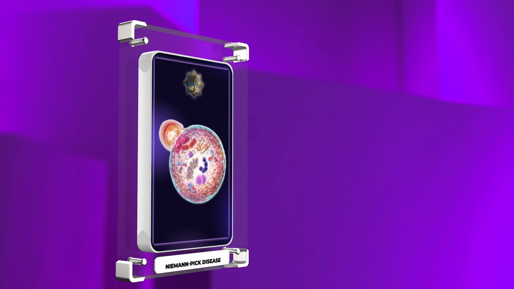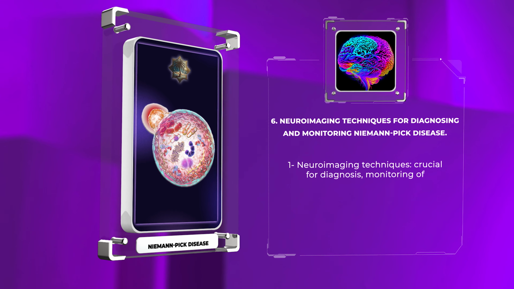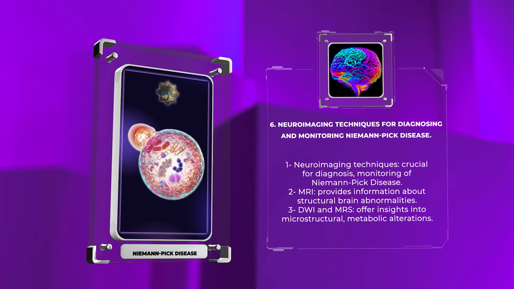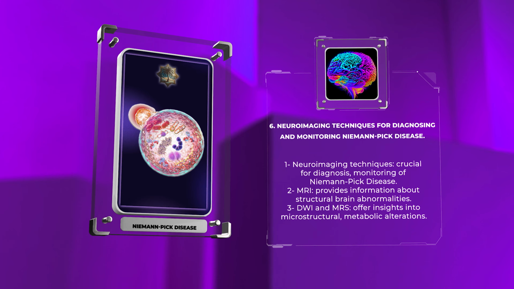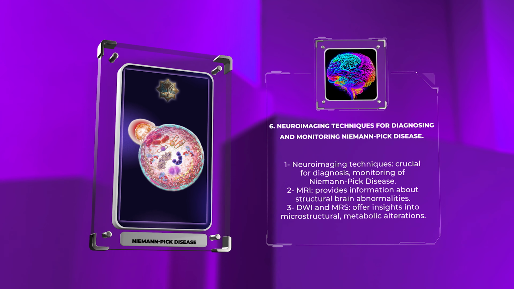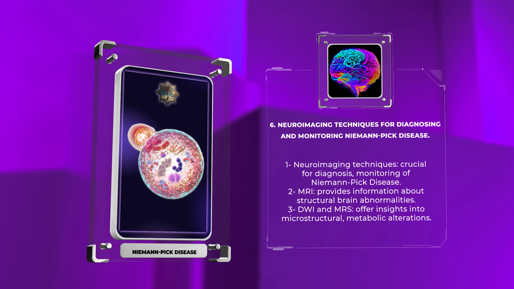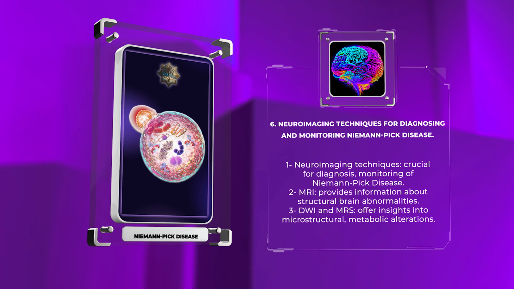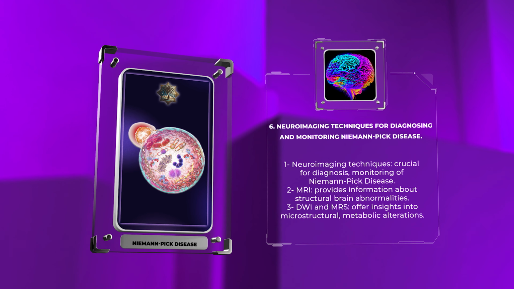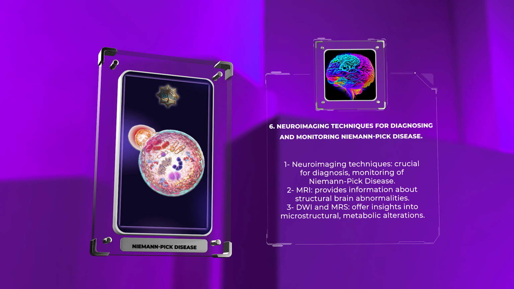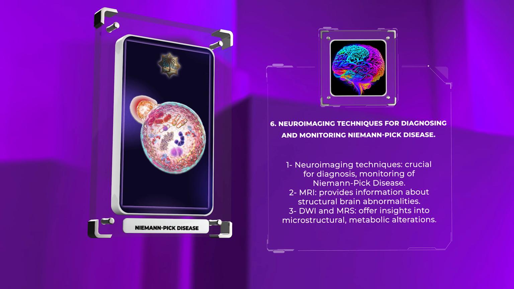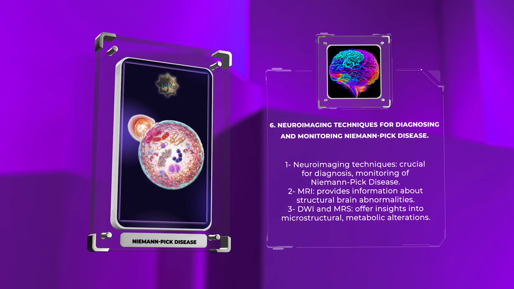Neuroimaging techniques play a crucial role in the diagnosis and monitoring of Niemann-Pick disease. Magnetic resonance imaging, MRI, can provide valuable information about structural brain abnormalities, including the presence of white matter changes, atrophy, and abnormal signal intensities. Diffusion-weighted imaging, DWI, and magnetic resonance spectroscopy, MRS, can offer insights into the microstructural and metabolic alterations associated with the disease, respectively. These neuroimaging modalities aid in the early diagnosis, monitoring of disease progression, and evaluation of treatment response in patients with Niemann-Pick disease.